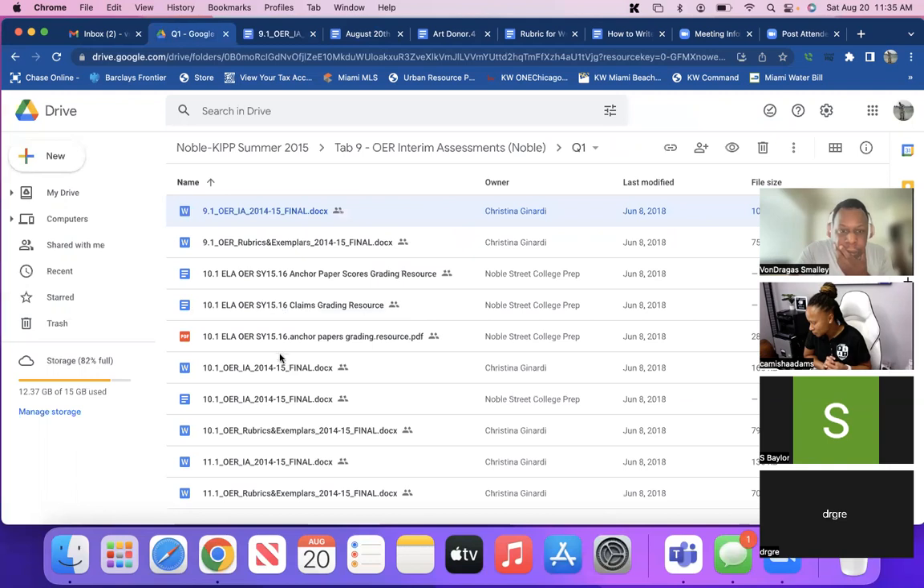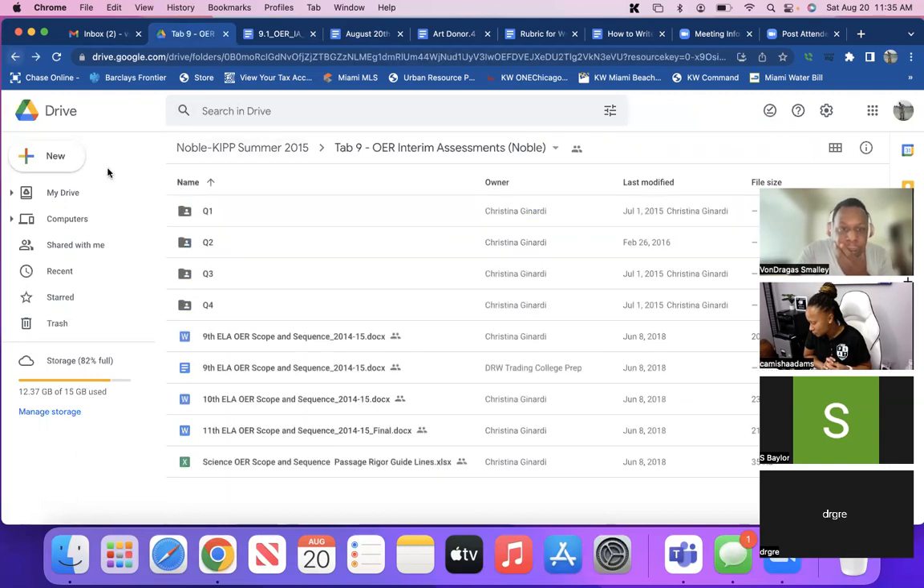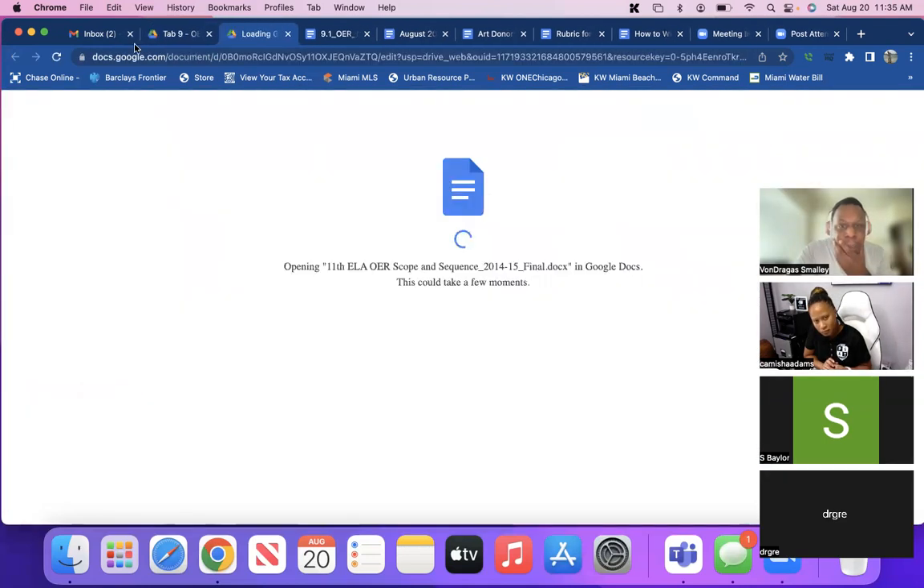Okay, that's the IAs. They go 9th, 10th. These are the scope and sequences you're asking for, but then I would probably update them based on the newest standards.